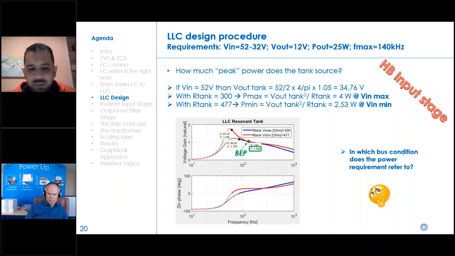The answer is simple here again, because for sure, if the power decreases with the bus, it is much better to target 25 watts at minimum bus, getting, let's say, a bigger power or a more deliverable power at maximum bus. Vice versa, if you target 25 watts at maximum bus, once we are called to decrease the input voltage, be sure that we are not able to deliver 25 watts, simply because of the peak power calculation we have made here.